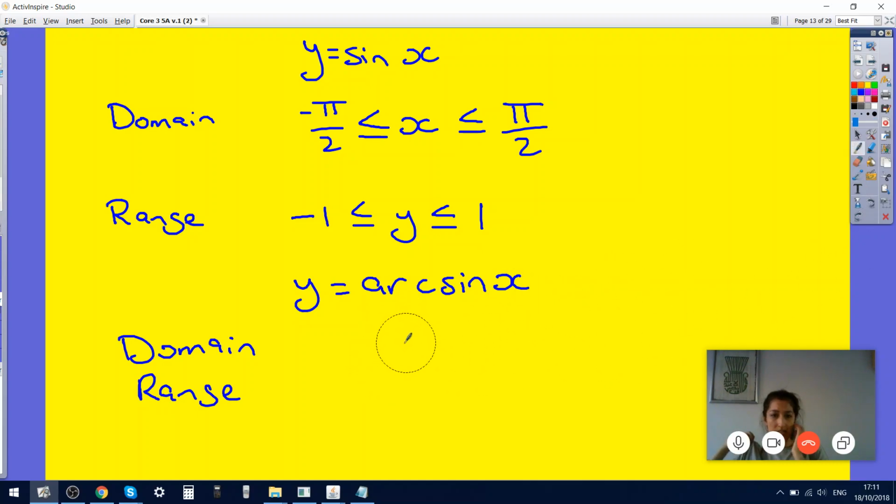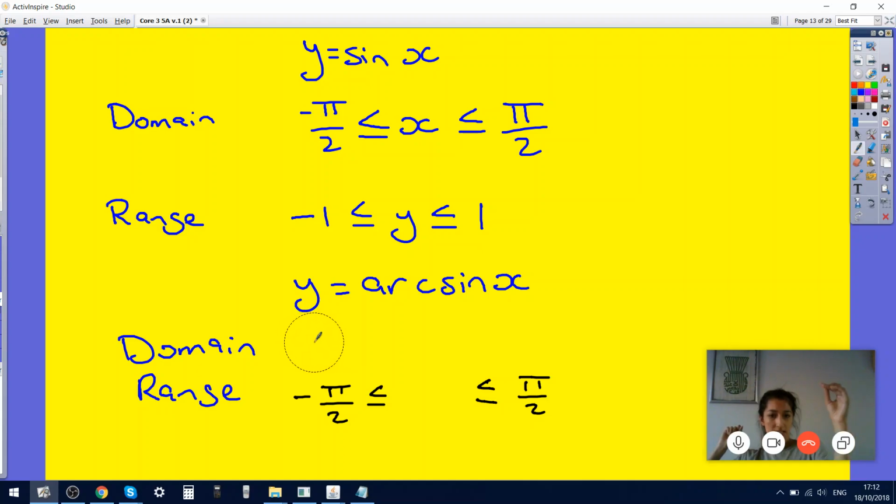Domain is just... it's just y. So is the range what the domain is for y equals sine x? Yeah. So the range is minus pi over 2, less than or equal to, no, greater than or equal to, yeah, that one. And domain is just the range. Is the domain the range? And what is it?